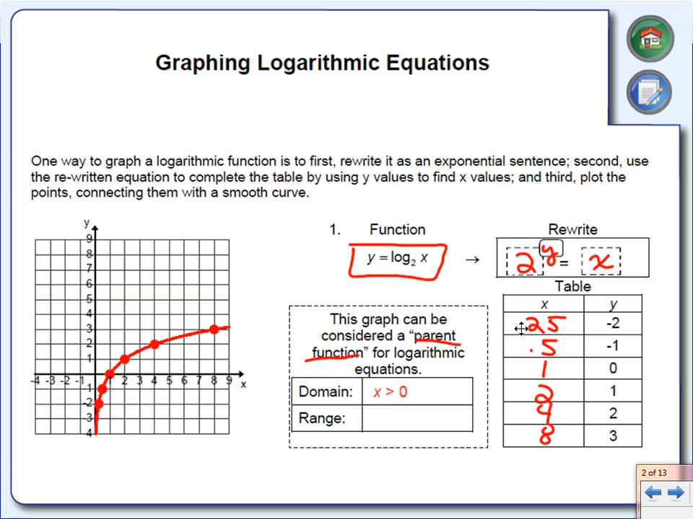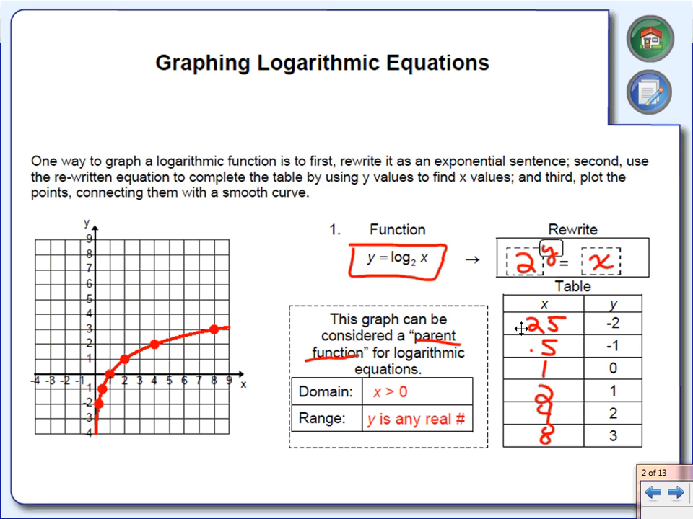They're all positive. What about the range, the y values? What kind of y values do we have on this graph? All real numbers. Notice we have negative numbers, which would be this part that's below the x-axis. But we also have all the positive numbers, which are those above the x-axis. So the range for this graph is all real numbers. The domain is x is greater than 0. Again, we're going to call this our parent function.